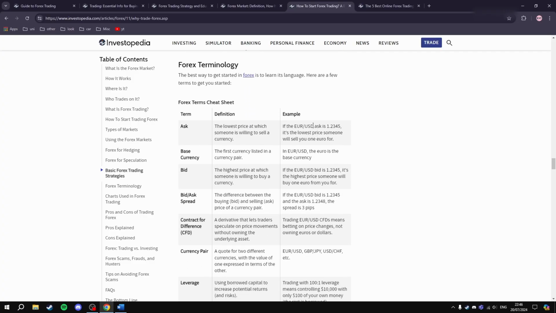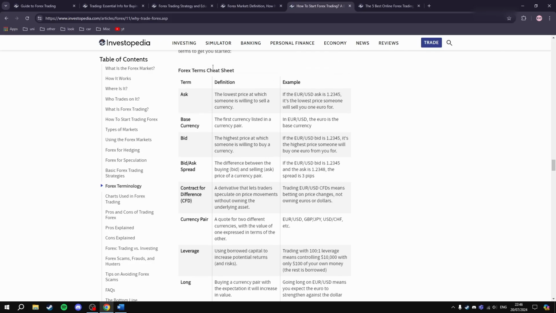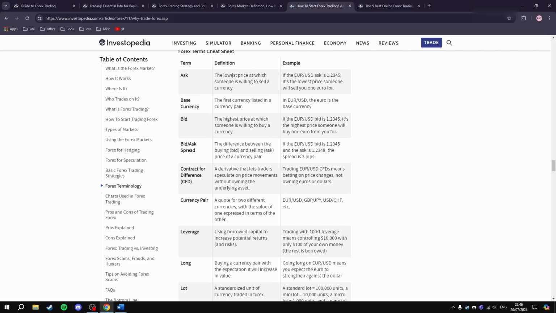Forex terminology. The best way to get started in Forex is to learn its language. Here are a few terms to get you started. Forex terms cheat sheet. Ask: the lowest price at which someone is willing to sell a currency. Example: if the Euro USD ask is 1.2345, it's the lowest price someone will sell you €1 for USD.